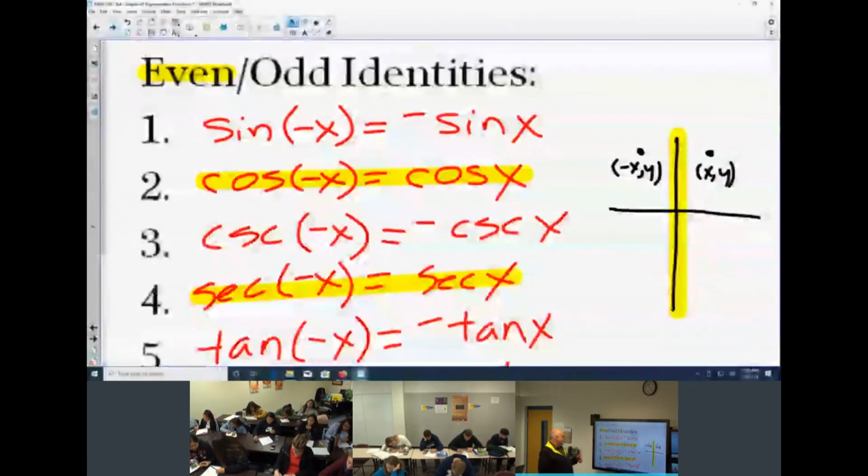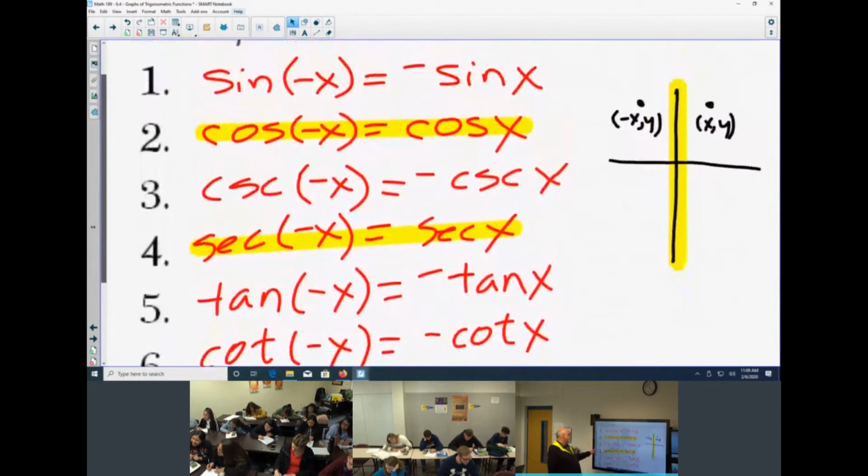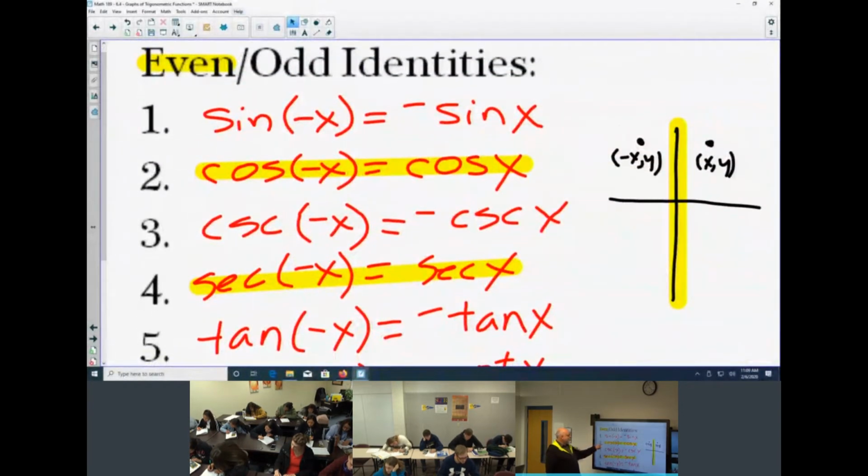So the even identities I've highlighted. So cosine and secant are even. And so notice with those, like the cosine of negative x, the negative just disappears. When it's even, it means it's symmetric through the y-axis. And so if negative x, y is on the graph, so is x, y. And so the negative just disappears.